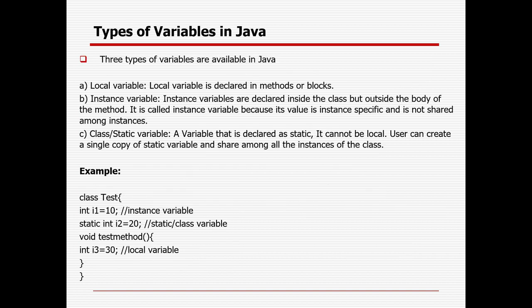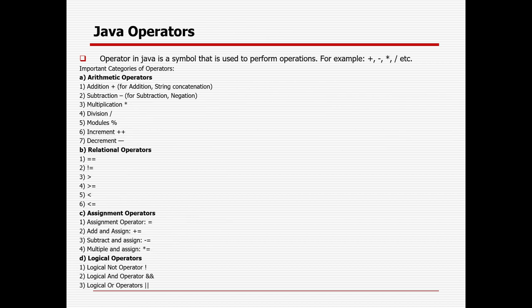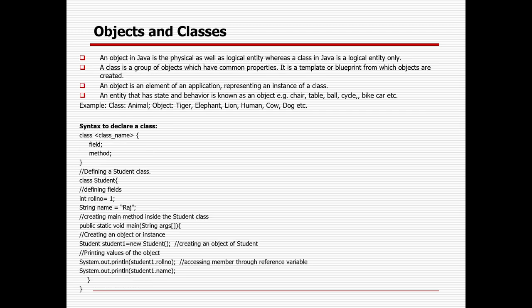There are three types of variable: local, instance, and class. Local is accessible within the method or the block of code. For instance, you first need to create an object or instance, then you can access it. And the static or class variable you can access directly in the class, because a single copy of the static variable will be shared among all the instances of the class. There are a lot of operators you can also use: arithmetic, relational, assignment, and logical operators.